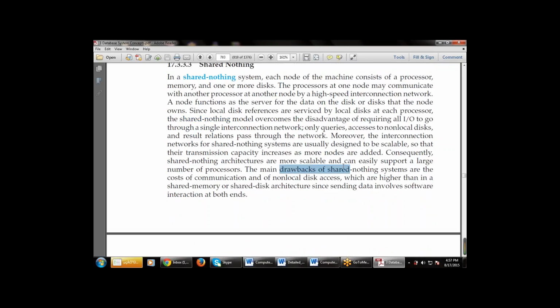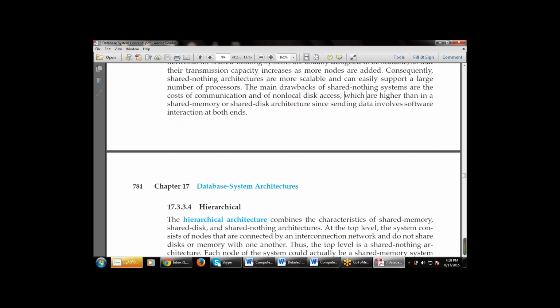The main drawback of the shared nothing system. So what is the main limitation of the shared nothing system? The costs of communication and of non-local disk access are higher than in the shared memory or shared disk architecture, since sending data involves software interaction at both ends.